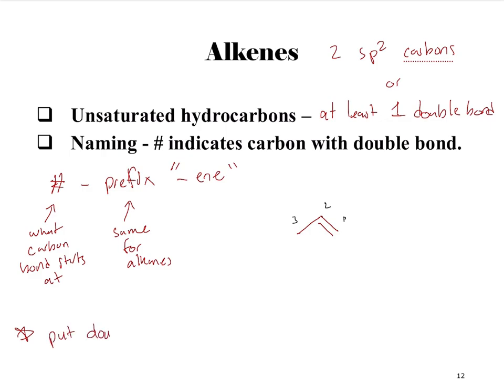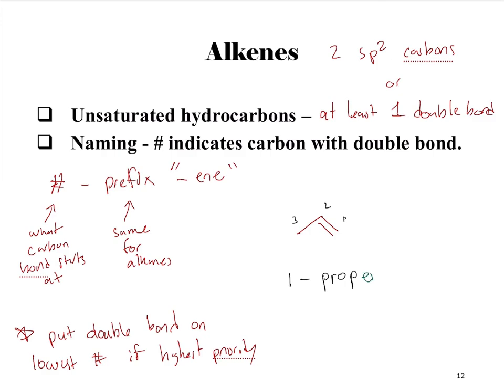Put the double bond on the lowest number if it's the highest priority. So this would become 1, and then how many carbons are here? 3. Does anyone remember the prefix for 3? Prop, right? So this would be prop, and then "-ene" because of the double bond.